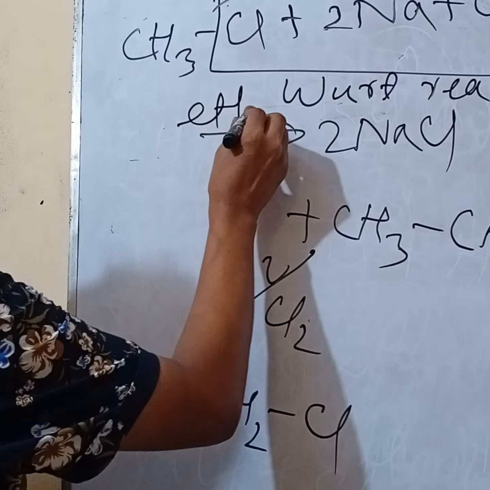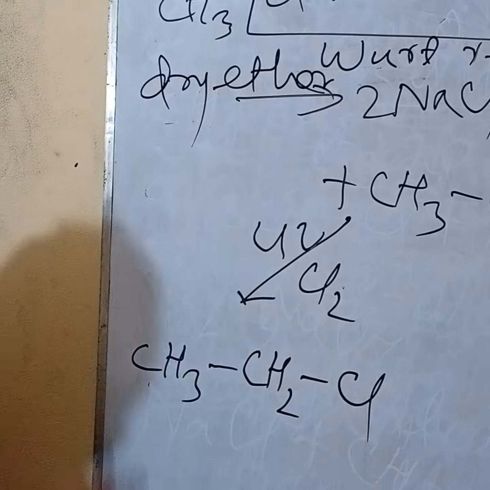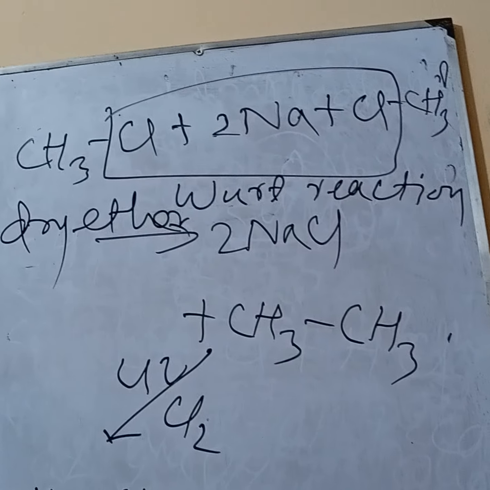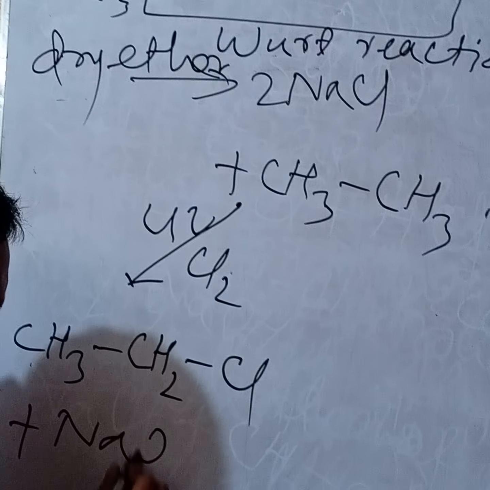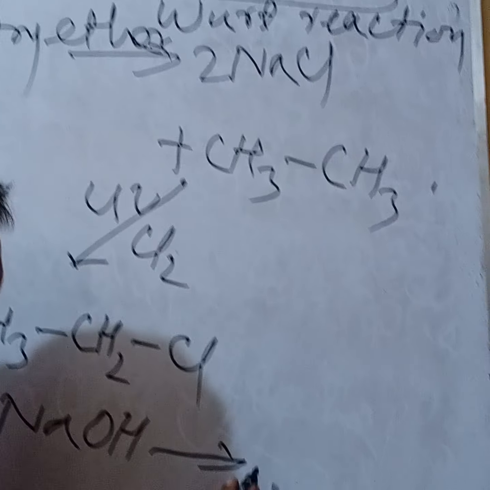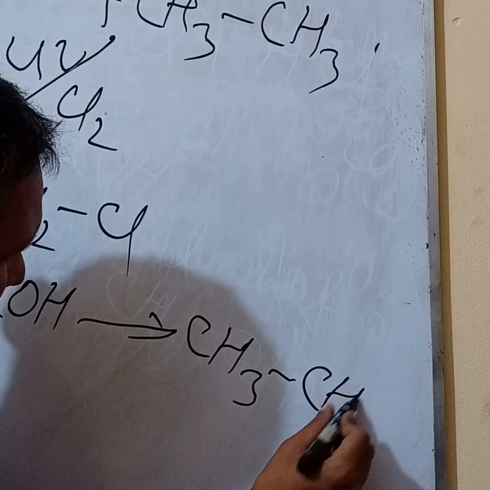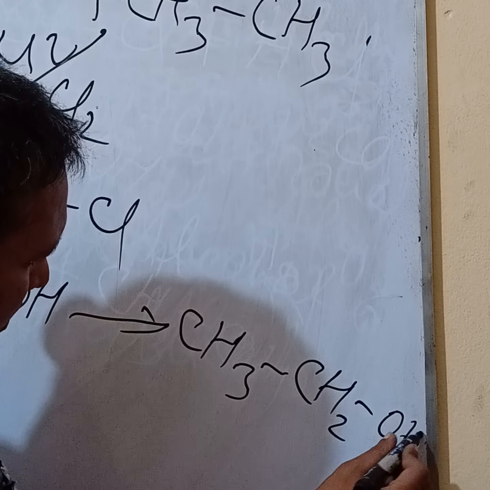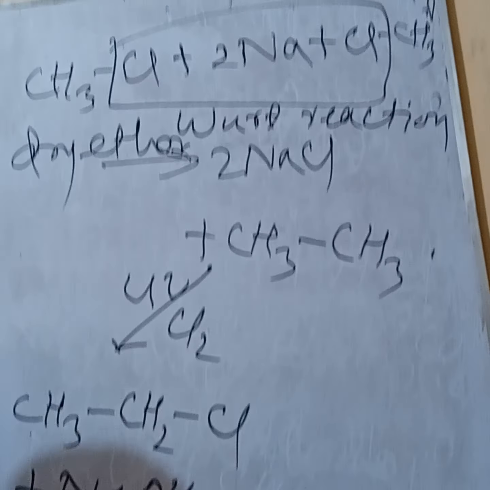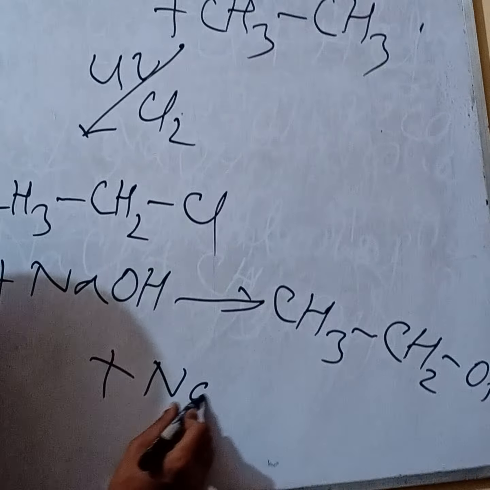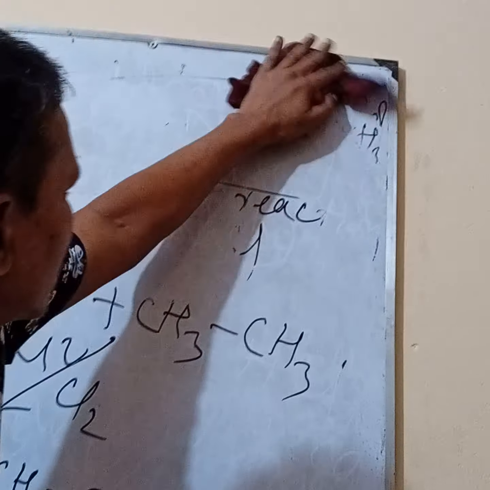In the presence of ether, dry ether, and then methyl chloride, then sodium hydroxide, then ethyl chloride. Please observe this. Ethyl alcohol: ethyl chloride with sodium hydroxide gives ethyl alcohol and sodium chloride. Clear? And then I have to use this system.